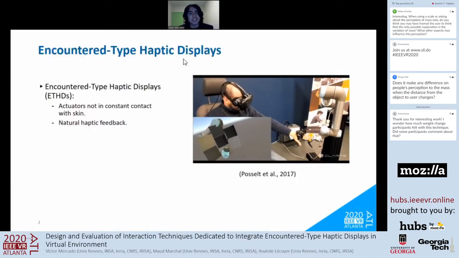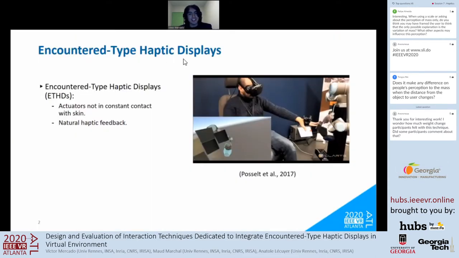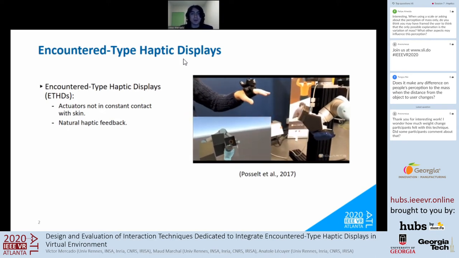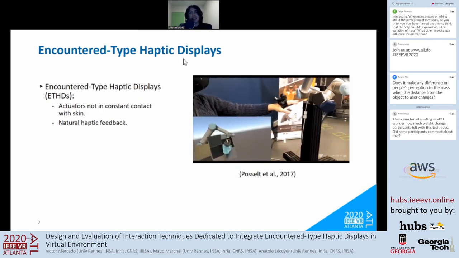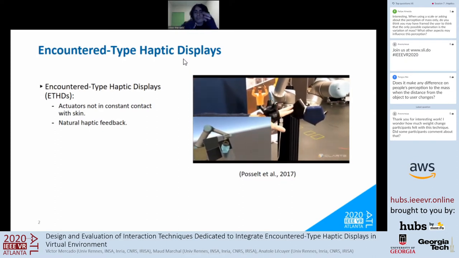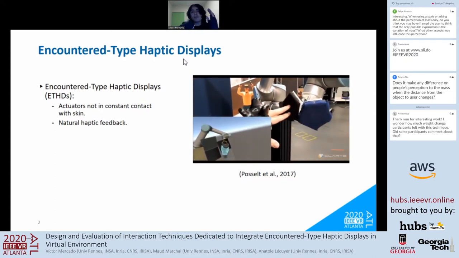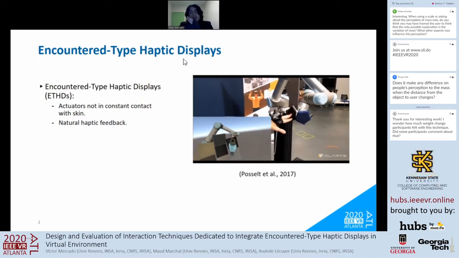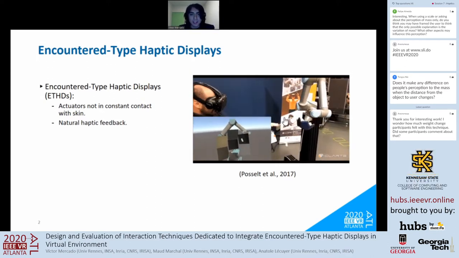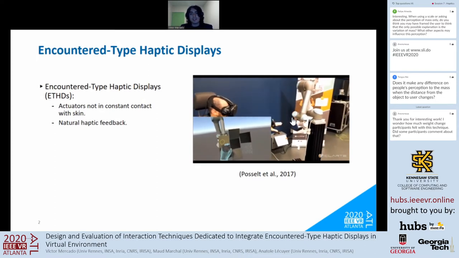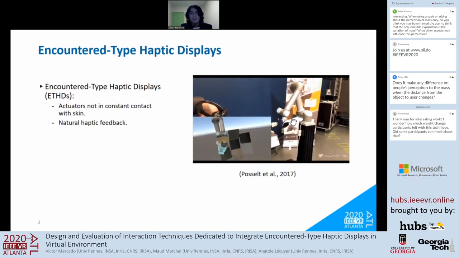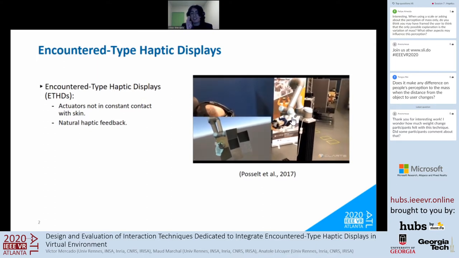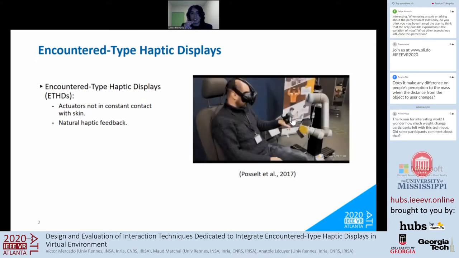What are encounter-type haptic displays? Basically, they are robots. What they do is establish contact with the user, looking for the user's hand position in order to encounter it, hence the name encounter-type haptic displays, so they can establish contact, as you can see in the video over here. This is a pretty interesting approach, because it permits hand-free contact with the surface without the burden of wearing an actuator right below the user's skin.